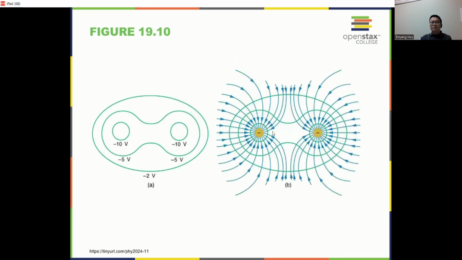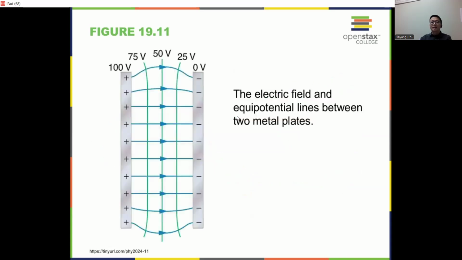If you have two opposite charges, then in the middle, the electric field is zero. These two are negatives, so field lines are coming from infinity to the negative charges. The green again is the equipotential lines. Okay, so on those lines, potentials are the same everywhere.